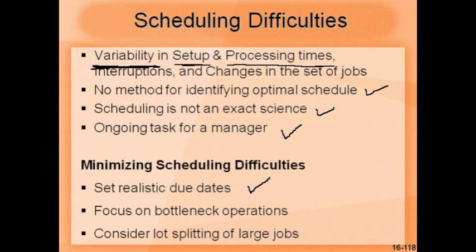Set realistic due dates. So don't go by what can be done theoretically, but look at what can be done practically, realistically. Focus on bottleneck operations. Bottleneck operations are the key, because they are the ones which ultimately contribute to any delay or on-time delivery. Consider lot splitting of large jobs because that will make things more flexible. When you split them, then you can manage them relatively easily.